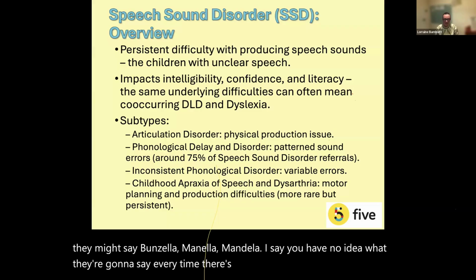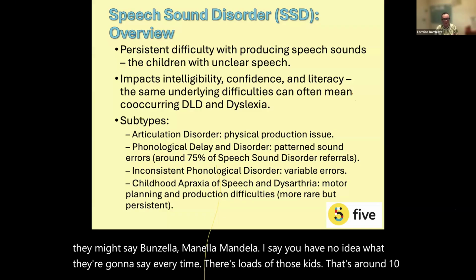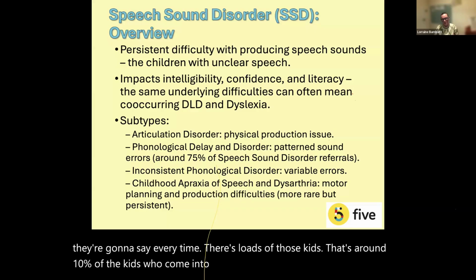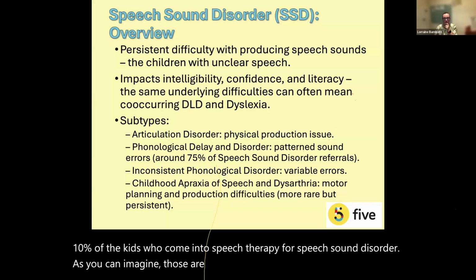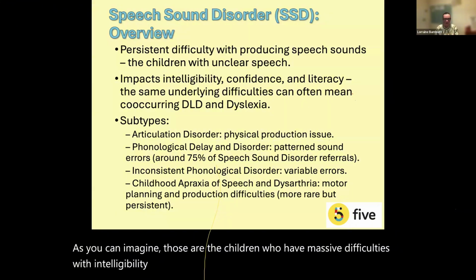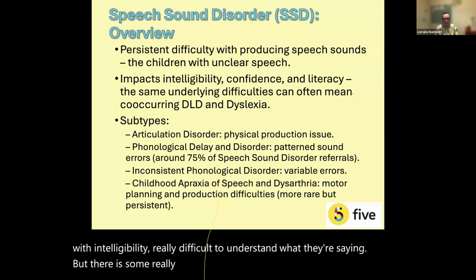There's loads of those kids. That's around 10% of the kids who come into speech therapy for speech sound disorder. As you can imagine, those are the children who have massive difficulties with intelligibility. Really difficult to understand what they're saying, but there is some really good therapy for those children.